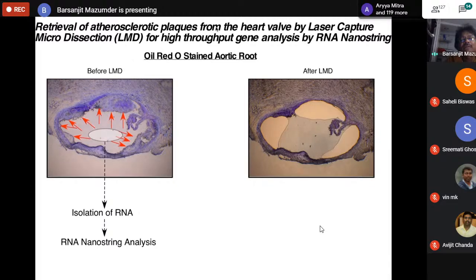So how did we do it? This is a method called laser capture microdissection, isolating the plaque with very high precision. You can see that after isolation, it looks like this. So this plaque is gone now. And we subjected this plaque to RNA NanoString analysis to measure gene expression on a global level.